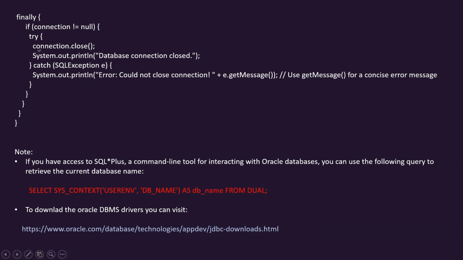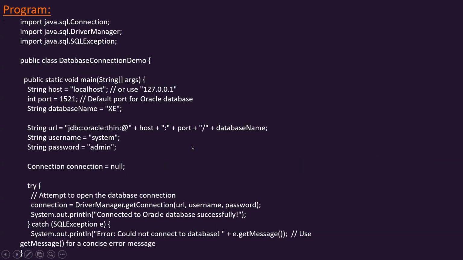Even though you are going to close the connection, if any exceptions may occur, you have to use catch blocks to handle those exceptions. So as I said, you should load the driver, right? Before you load the driver, you have to have that Oracle driver on your PC. To download those drivers, you can visit these websites. So now let's execute this code manually.